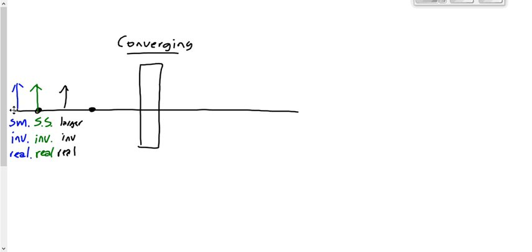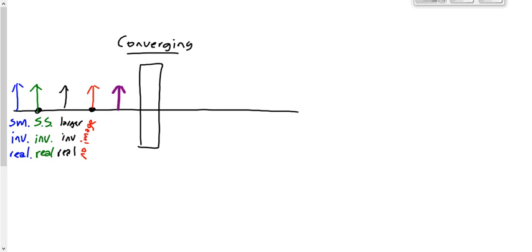What about the next one here? If we have an object placed at the focal point, this is kind of a kaboom one. This is where everything blows up. We see the pattern: smaller inverted real, same size inverted real, larger inverted real, and then something completely different happens. At this point, we end up having no image formed.